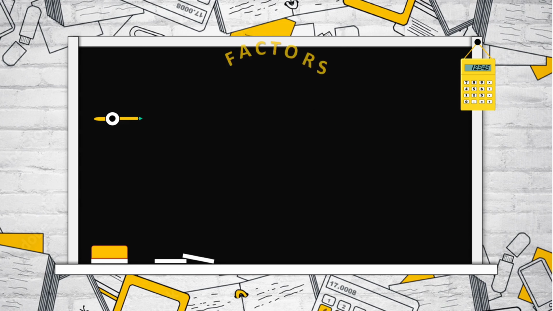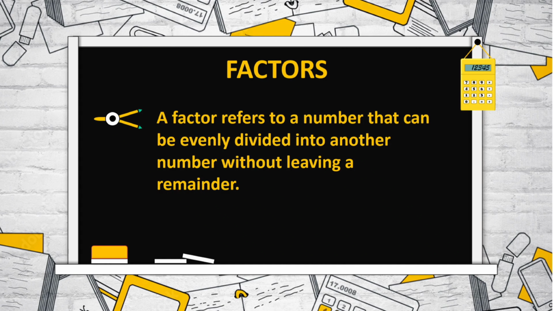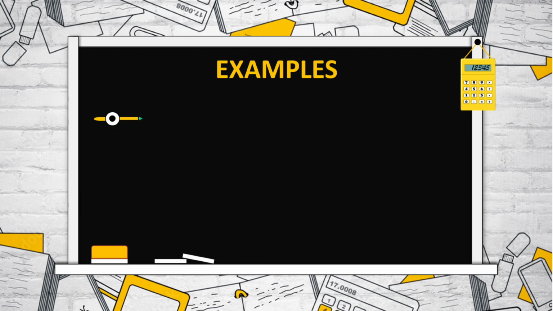Talking about the factors, a factor refers to a number that can be evenly divided into another number without leaving a remainder. मतलब ऐसा नंबर जिसे हम जब किसी दूसरे नंबर से डिवाइड करें तो हमारे पास कोई रिमाइंडर ना बचे, और जब ऐसा होता है then that number is known to be a factor. Let us understand this with an example.